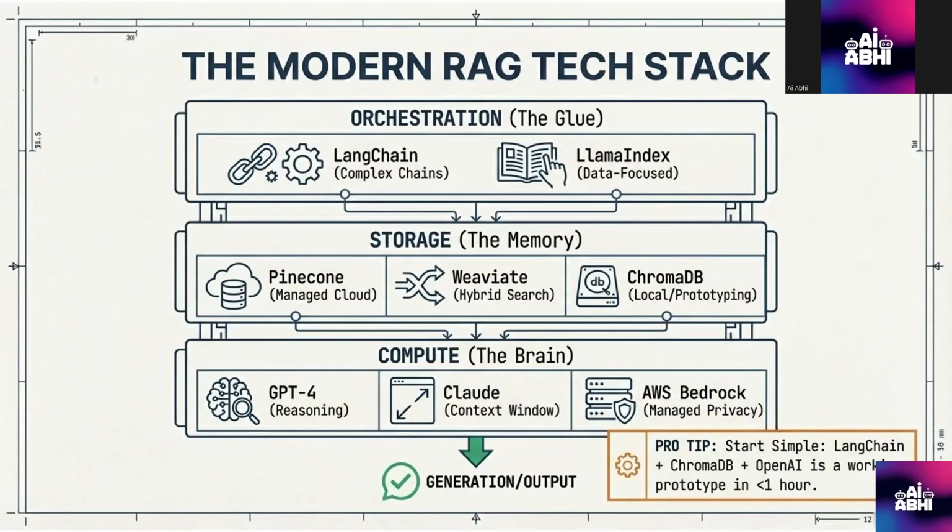So here's the practical advice. If you're just learning or prototyping, use LangChain or LlamaIndex with ChromaDB and OpenAI. You can have a working RAG app in under an hour. If you are building for production, look at Pinecone or Weaviate for your vector database. Pick an LLM that fits your budget and quality needs, and consider AWS Bedrock or Azure AI if you want a managed solution that handles the heavy lifting.